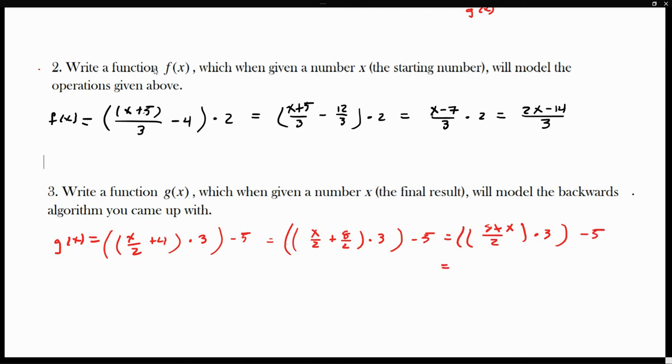So now if we multiply by 3, this is going to give us 24 plus 3x all over 2. And again, this whole thing, we needed to subtract a 5. And if we do subtract 5, we're going to end up with 3x plus 14 over 2.